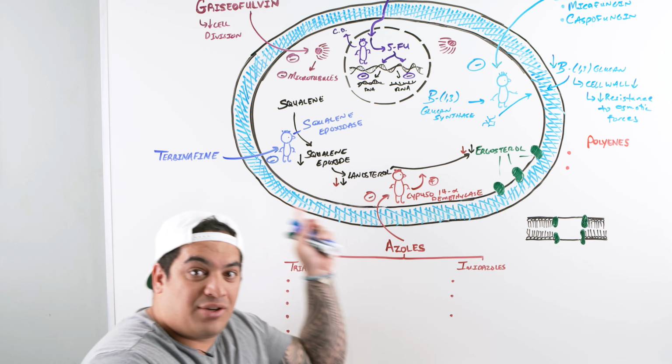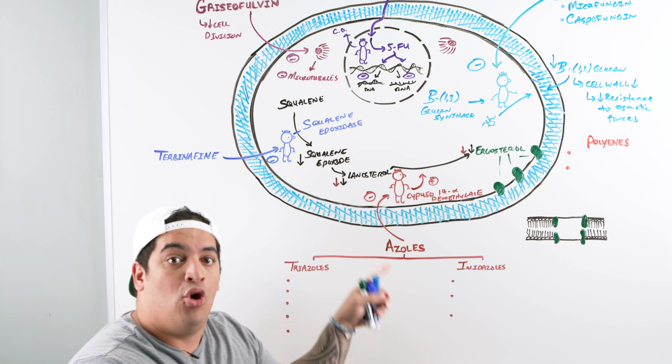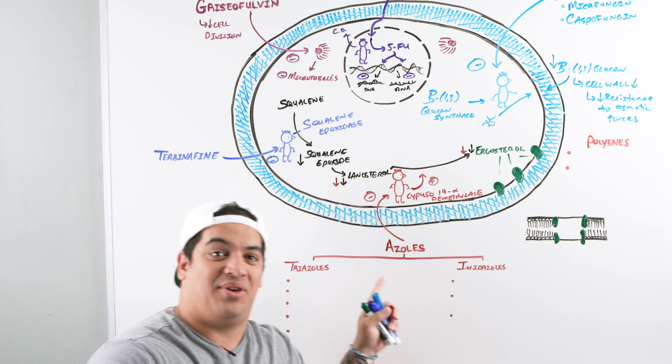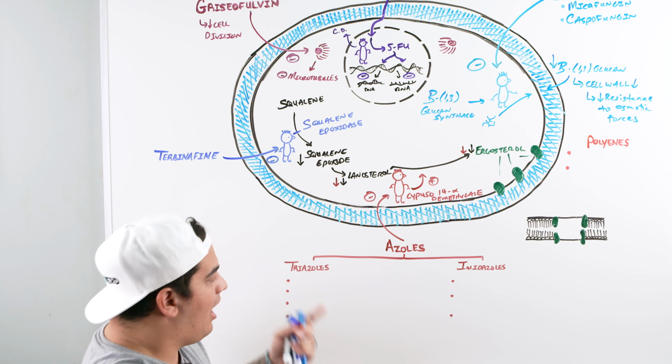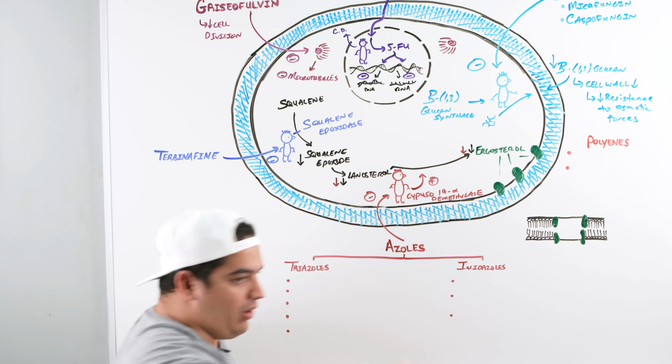So if you want to know for the actual synthesis of ergosterol, there's two drugs. One inhibits squalene epoxidase, that's terbinafine. One inhibits the other enzyme, CYP450 14 alpha demethylase. That's your azoles. Now, azoles, there's a couple of these drugs. One is called your triazoles, and one is the imidazoles.